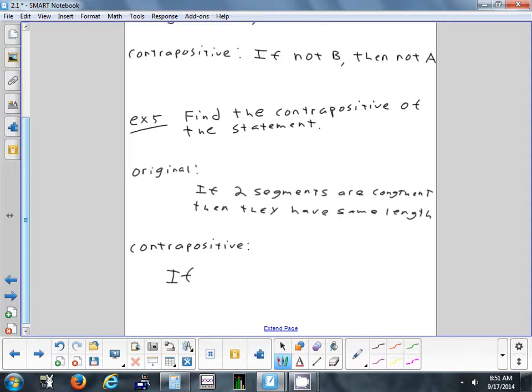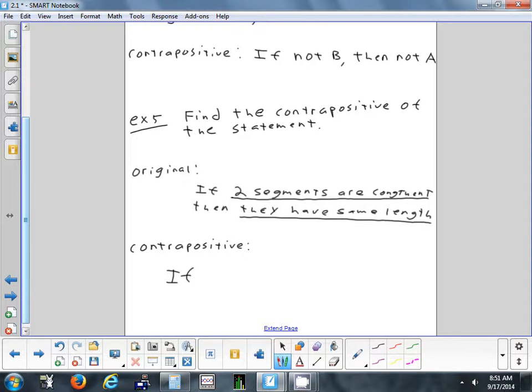So what's going to end up right after the if, if we switch the hypothesis and conclusion? Okay, what's my hypothesis right now? If two segments are congruent, then they have the same length. Just the hypothesis: if two segments are congruent. And what's the conclusion? They have the same length. So when we do the converse, the end of the sentence comes to the beginning.